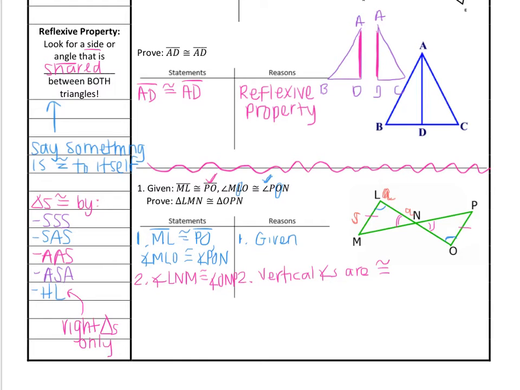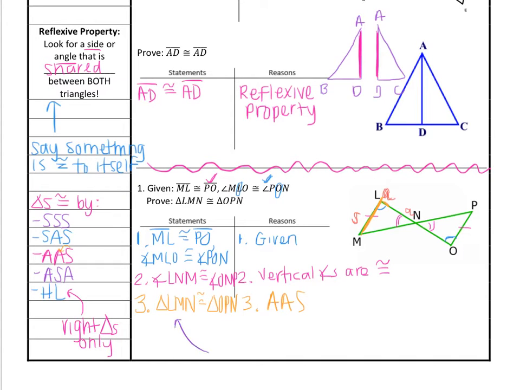So notice here in AAS, the S is only touching one A, so the side is only touching one angle. If I look at my side here, it's only touching one of my angles. So I think that my triangles are congruent by AAS. And that's the reason to the proof statement: triangle LMN is congruent to triangle OPN.